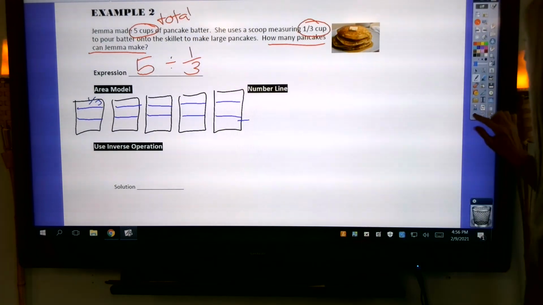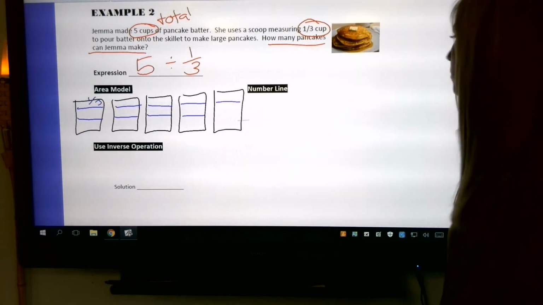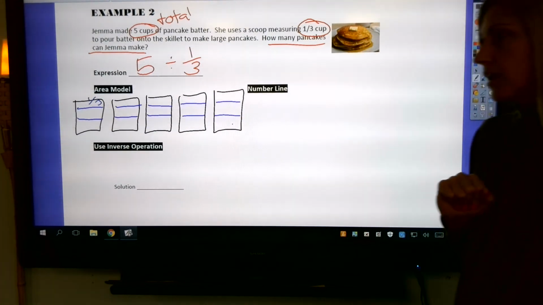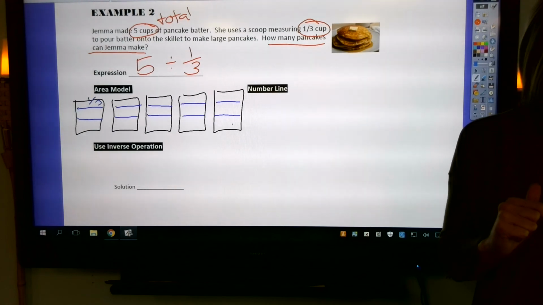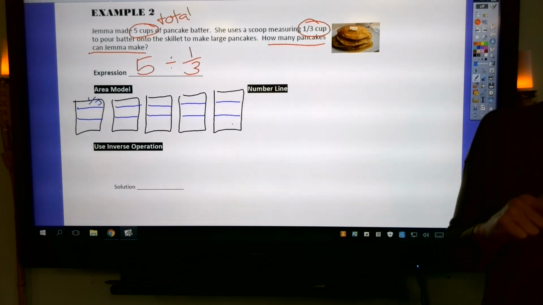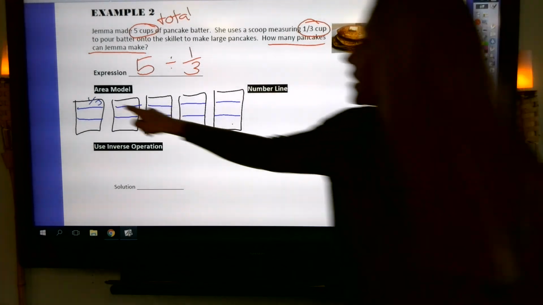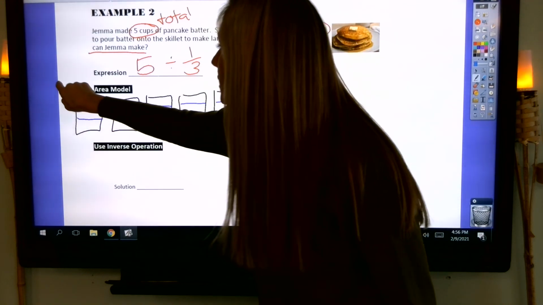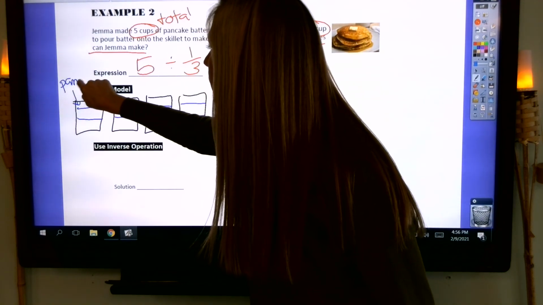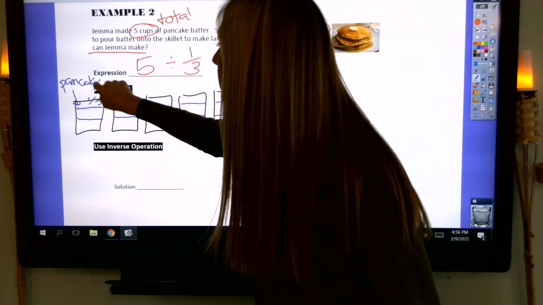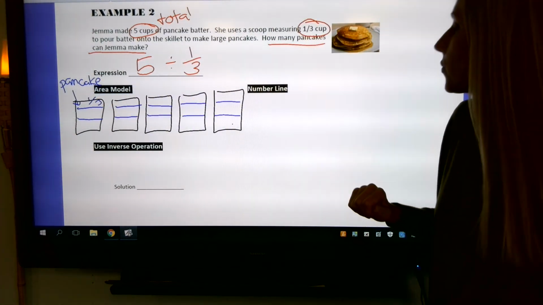So I have 1/3 groups out of all my wholes, and I can see them all, right? And what this represents is every single third is a pancake. So we'll come back to our answer in a second. Maybe you can even see it already. Let's go through all our models.